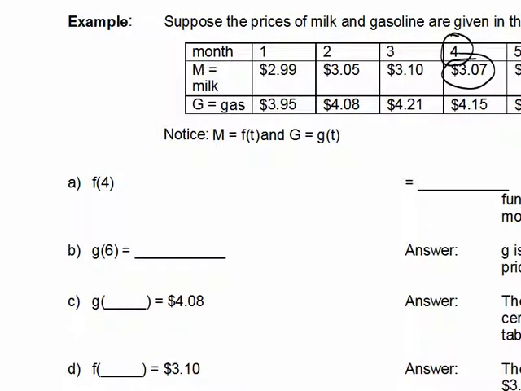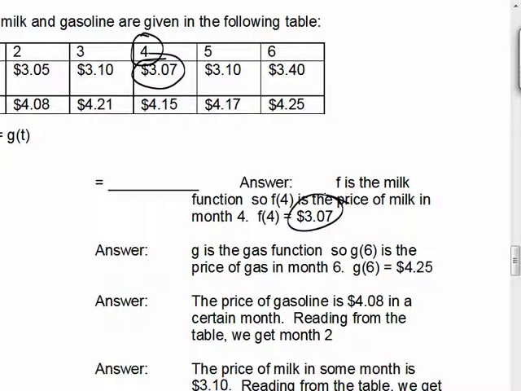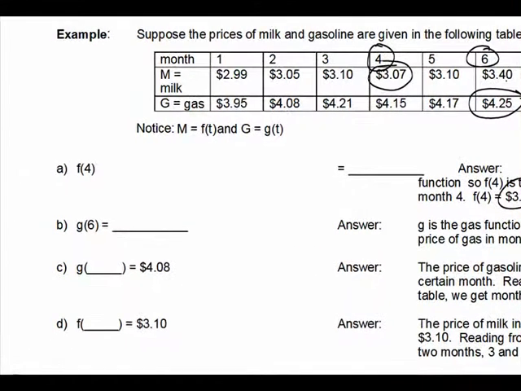G at 6. G, remember, is the gas function, so my input is 6, and I go into the gas function and I get $4.25. So G at 6 is the price of gas in month 6, so G at 6 is $4.25.